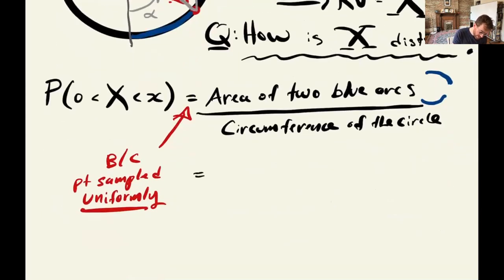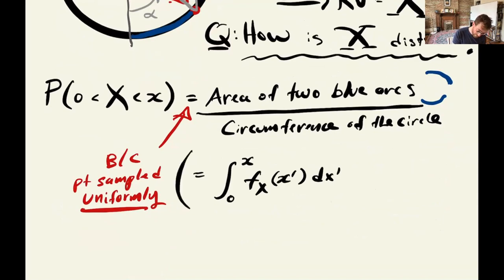Remember, this relative area is going to be the thing which we would integrate or find if we go from 0 to x of the PDF of x prime dx prime. But again, we can find the formula for the other thing more easily. This is what we're trying to find. But if we continue the area calculation above, it's fairly easy to see that this is actually arc length.